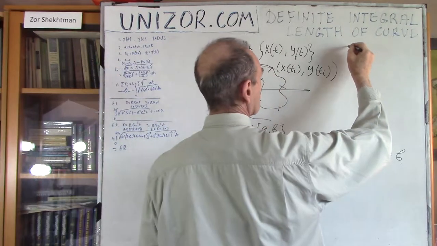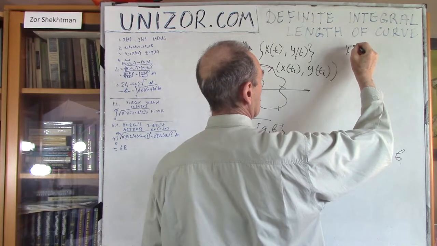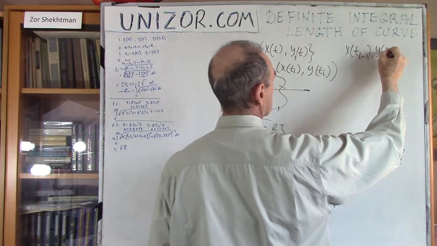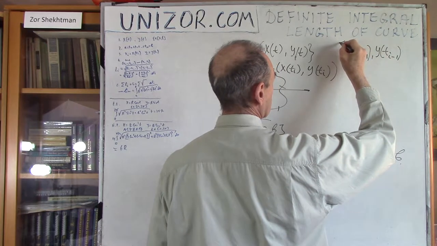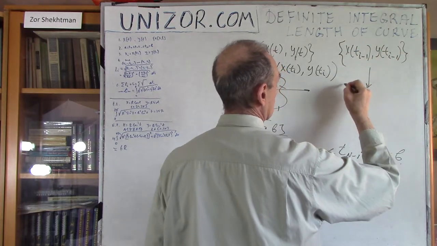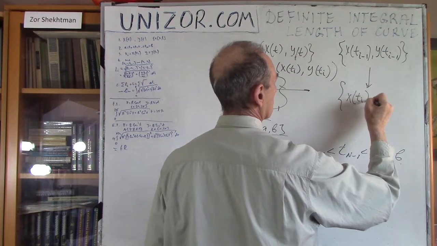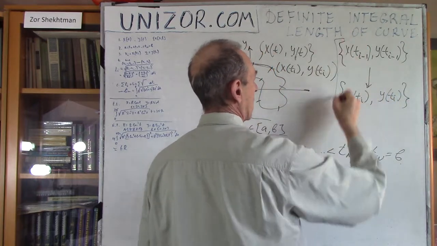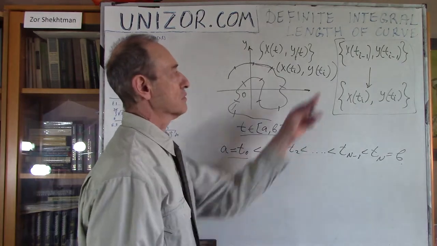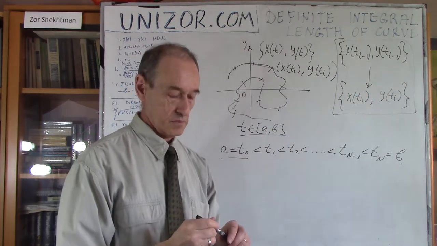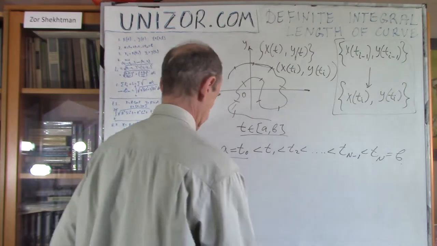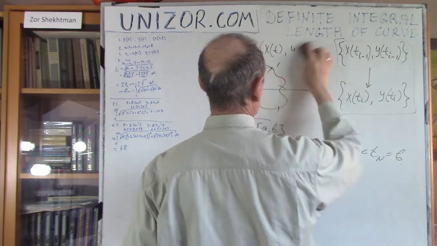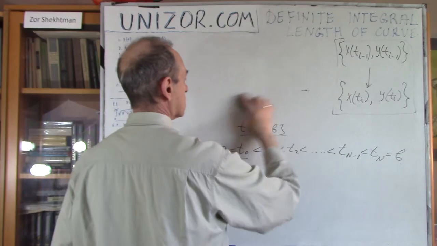So we are talking about a straight line from point x of t_(i-1), y of t_(i-1), so this point, to the next point, which is x of t_i comma y of t_i. So this is a small piece. It's a straight line between these two points. All right? Now, the total length of the curve is obviously a sum of these.